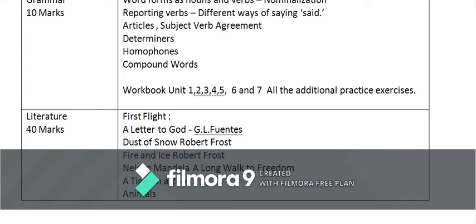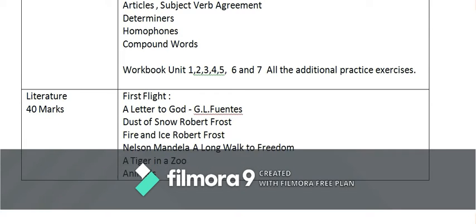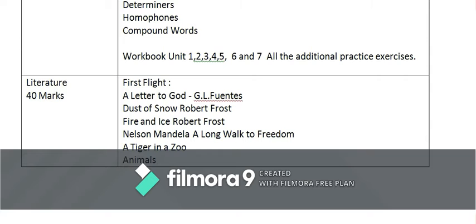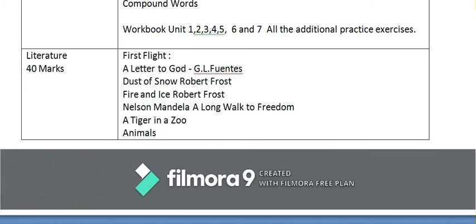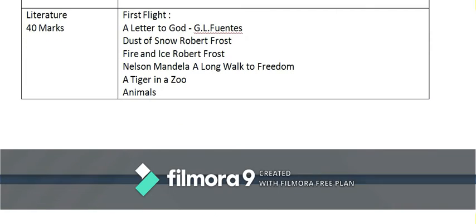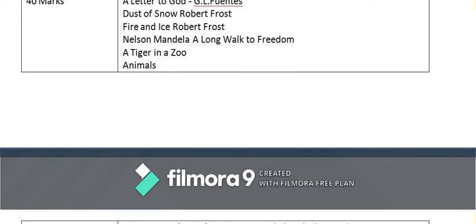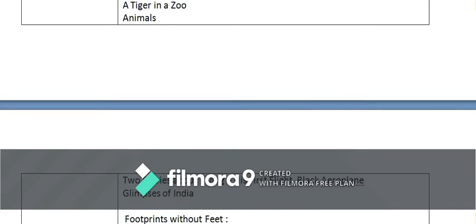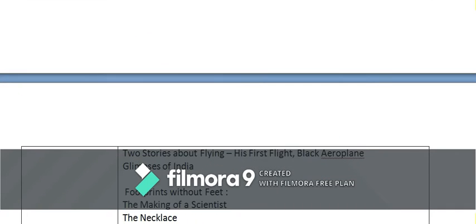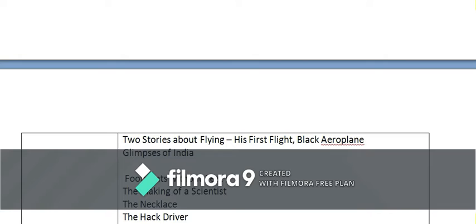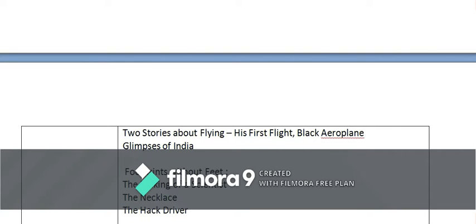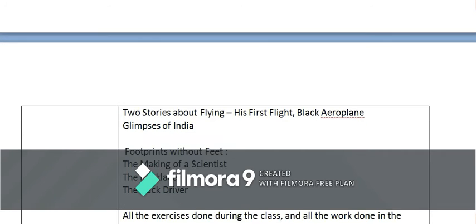From your book First Flight: A Letter to God by G.L. Fontes, Dust of Snow by Robert Frost, Fire and Ice by Robert Frost, Nelson Mandela, Long Walk to Freedom, A Tiger in the Zoo, Animals, Two Stories About Flying, His First Flight and Black Aeroplane, Glimpses of India, all the three parts that we have done in Glimpses of India.